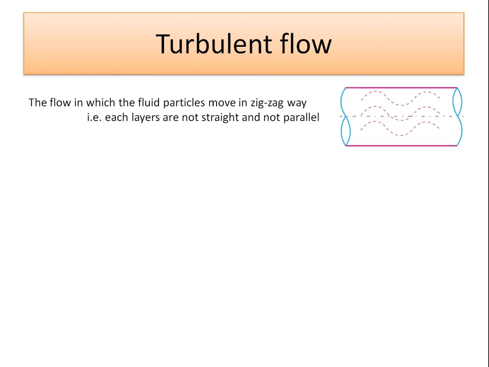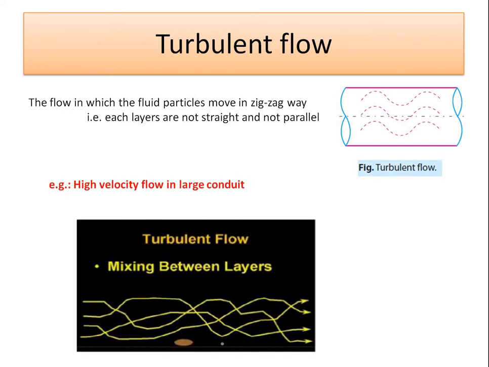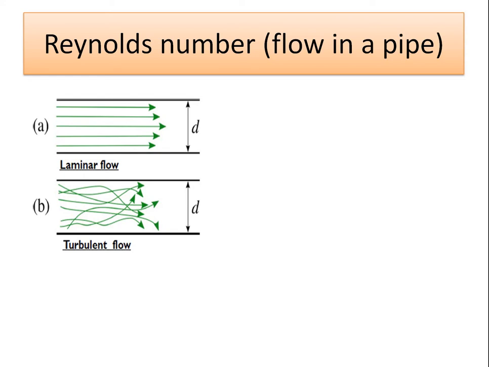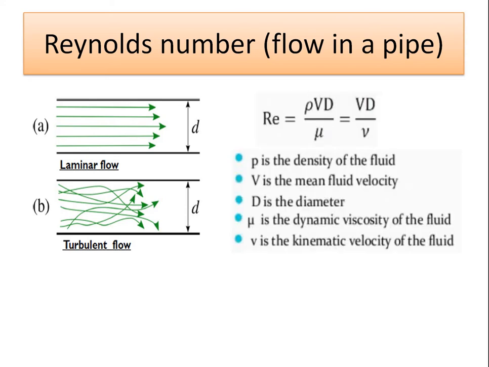Whereas in a turbulent flow, the fluid particles move in a zigzag way, that is each layer is not straight and not parallel, then it is called a turbulent flow. So in turbulence, there is mixing between different flow lines. There is mixing between two flow lines. So high velocity flow in a large conduit or large pipe is an example of turbulent flow. Now Reynolds number. Suppose D is the diameter of the pipe through which fluid is flowing. If it is flowing in a straight line, then it is called a laminar flow. If it is in a mixing zone, then it is called a turbulent flow.